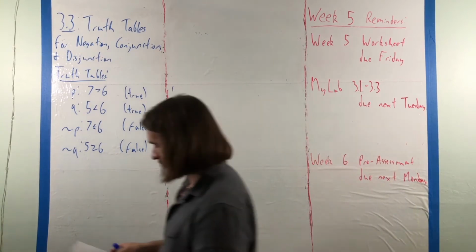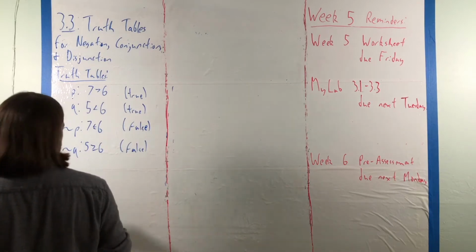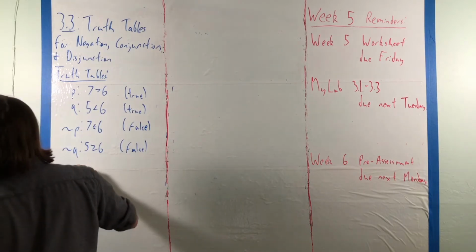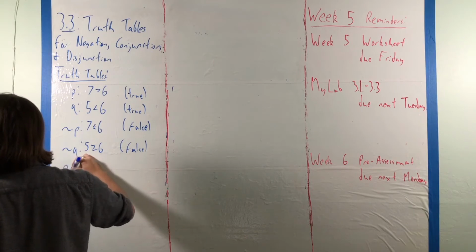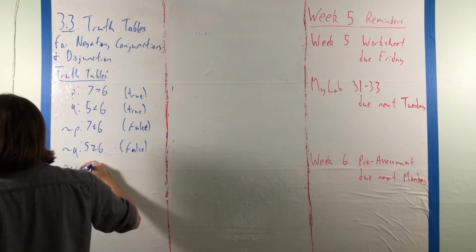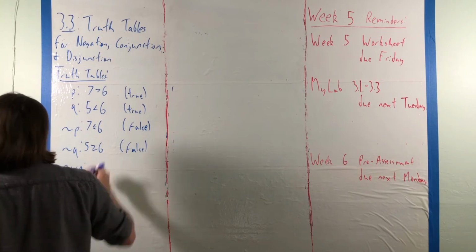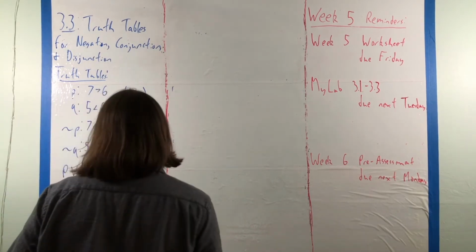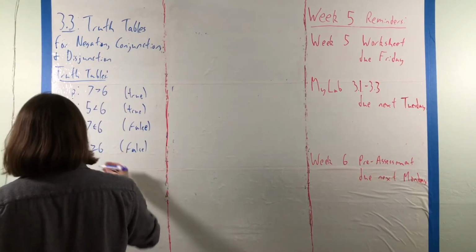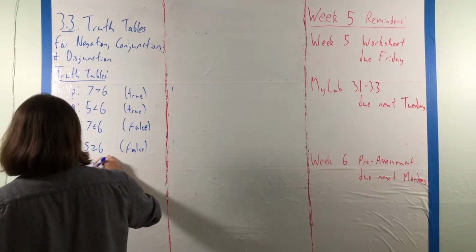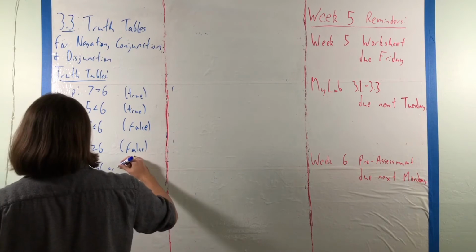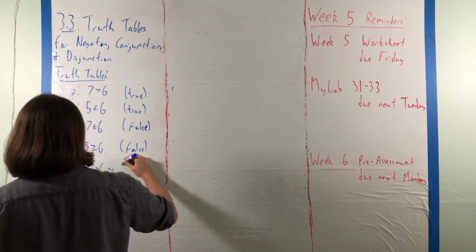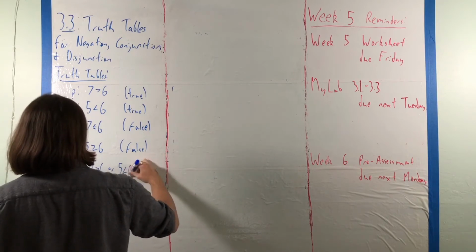So let's think about what we might do with compound statements. Let's say we instead looked at P or Q. Let's say we looked at the basic disjunction. Well, we could write this as 7 is greater than 6, or 5 is less than 6.